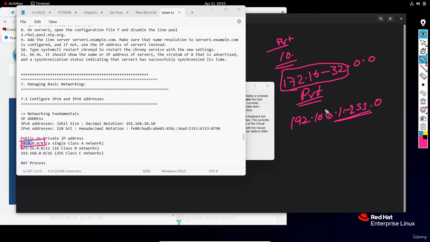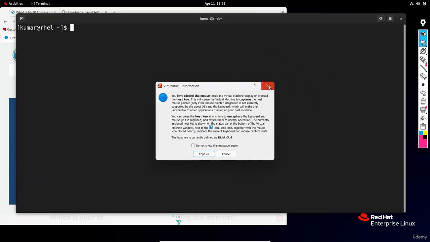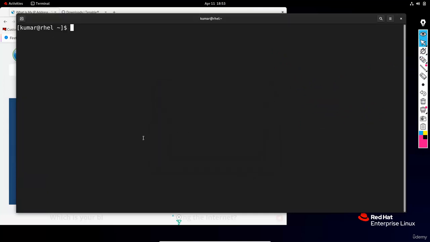Except for these private IP addresses, all the IP addresses that exist worldwide are known as public IP addresses, and only the public IP address is used for worldwide communication or communication over the internet.